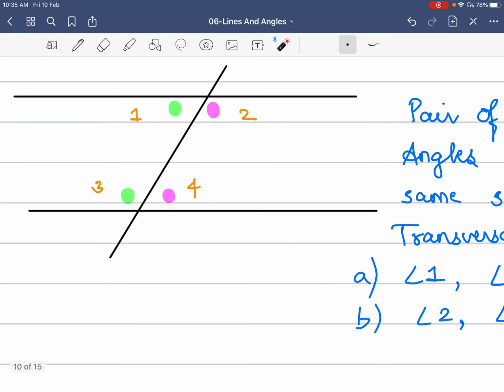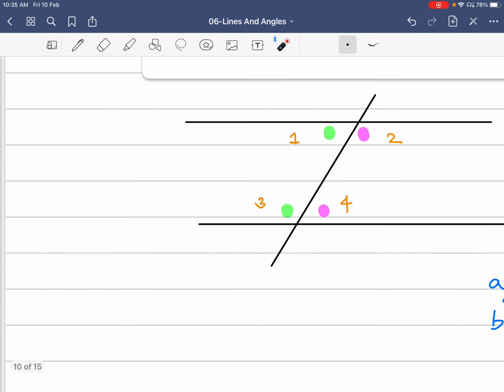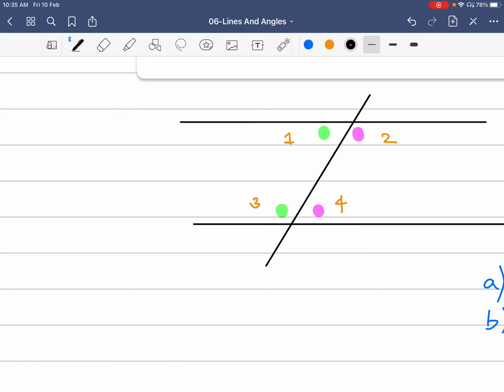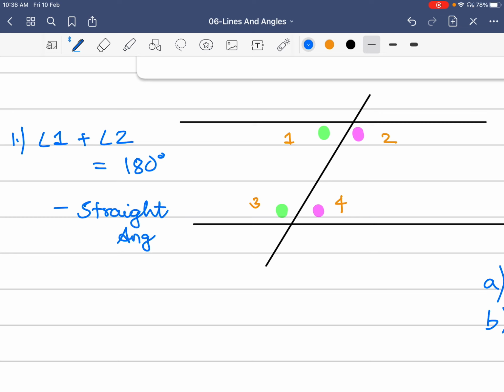Now, since it's a theorem, we need to prove it. So let's try to prove this part. So the proof is very simple. Now we have to prove that summation of these two angles is equal to 180 degree. Now we know that 1 plus 2 is 180 degree. Why? Because they are straight angles. They are the angles on this straight line formed by this line. So 1 plus 2 is always equal to 180 degree. So point number 1, angle 1 plus angle 2 is equal to 180 degree. Why? Because they are straight angles. We call them straight angles, angles which are formed on a straight line.